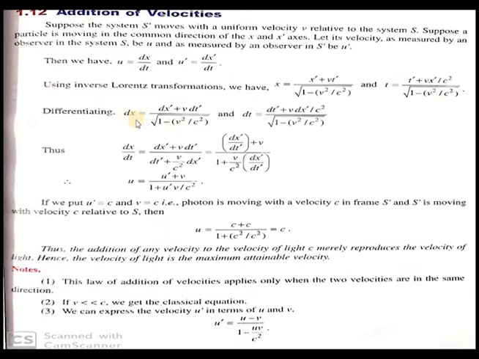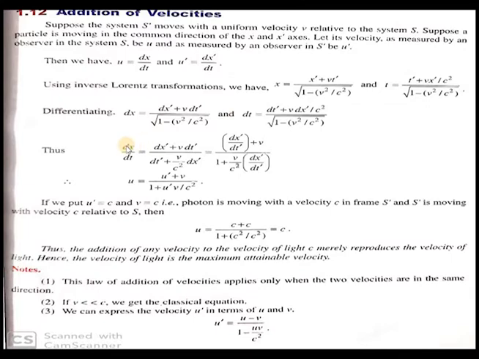So differentiating it as usual, dx is equal to (dx prime plus v dt prime) divided by root of 1 minus v square by c square, and dt is equal to (dt prime plus v dx prime by c square) divided by root of 1 minus v square by c square. Differentiating these terms for x and t, you will get dx and dt.